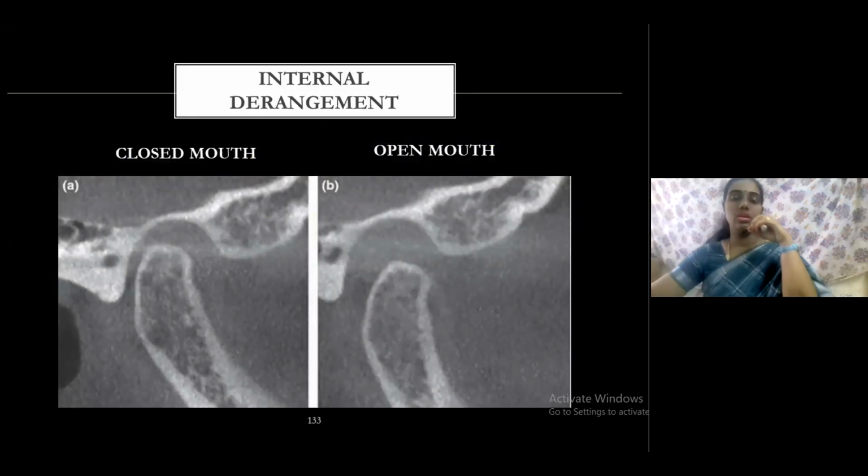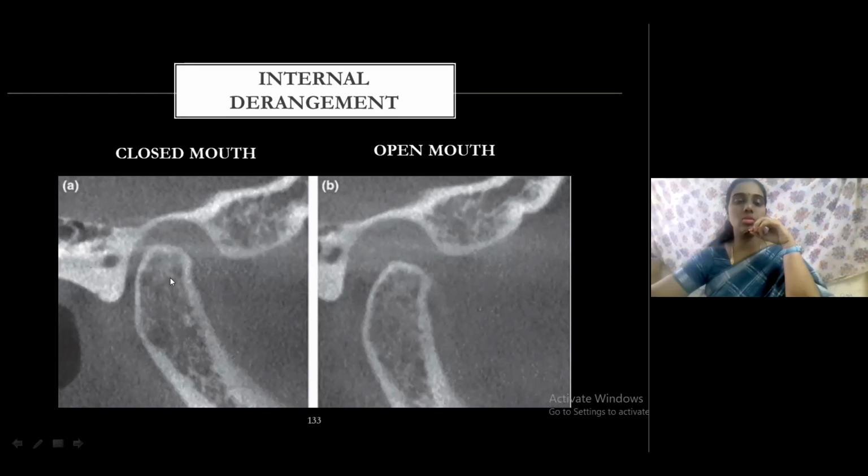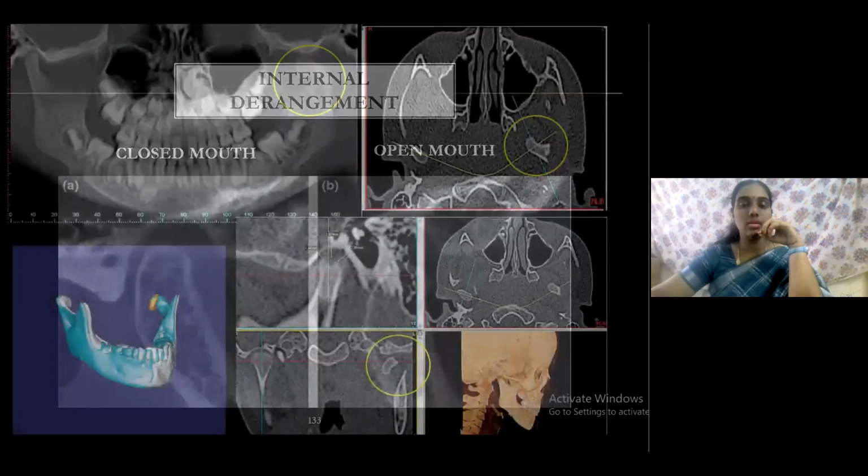This is a case of internal derangement, that is anterior disc displacement. You will not be able to see the disc here, but usually in cases of anterior disc displacement, the condyle will be placed a little posteriorly. So with that mark, here the condyle is placed more posteriorly, and during open mouth movement also, the condyle is not fully forward. So with these movement changes, you can suspect an internal derangement. Of course, you cannot confirm it. You have to confirm it with higher radiographic images.